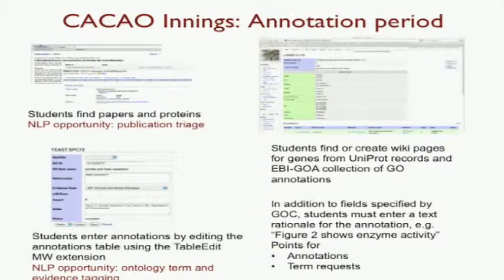And then an important thing is that one of the fields in the annotation they have to do, which is not part of the GO Consortium standard, is they have to write text that says, here's the part of the paper which justifies this annotation. So they have to write, figure 2 shows an enzyme assay which justifies my assigning this molecular function term to this protein.